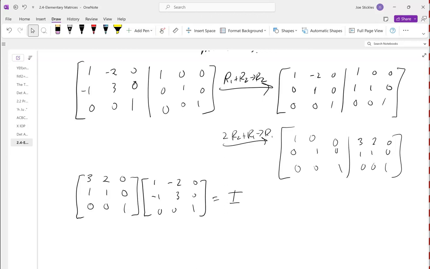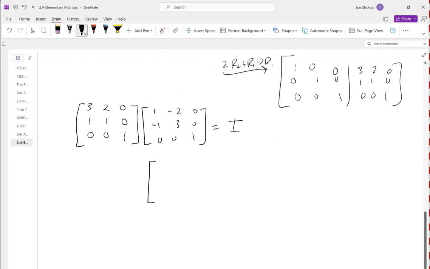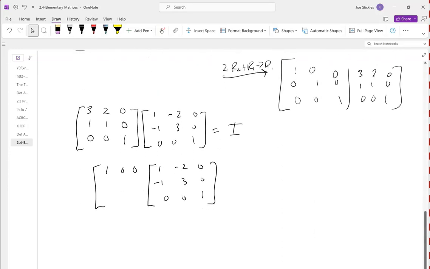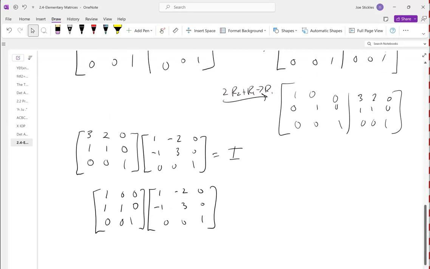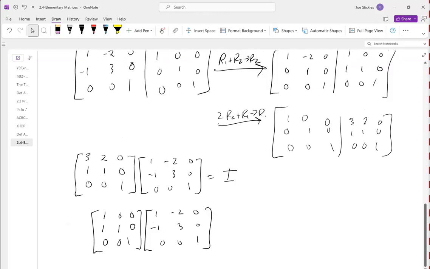So if I took, let me write this right below it, if we took this matrix, and then first multiplied by this elementary matrix, make sure I get the right one. That should accomplish the first row operation that we did, right? The first row operation we did was row one added to row two, replaced row two. That's exactly what we've done to the identity to get this elementary matrix. So if I multiply this by the original matrix, I should get that, which you can check.